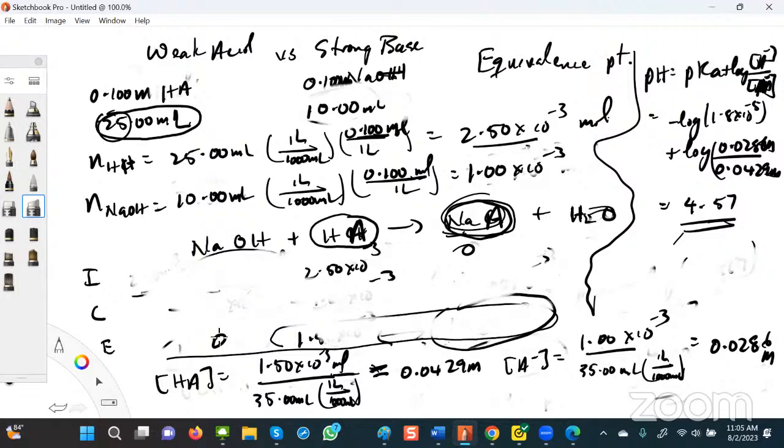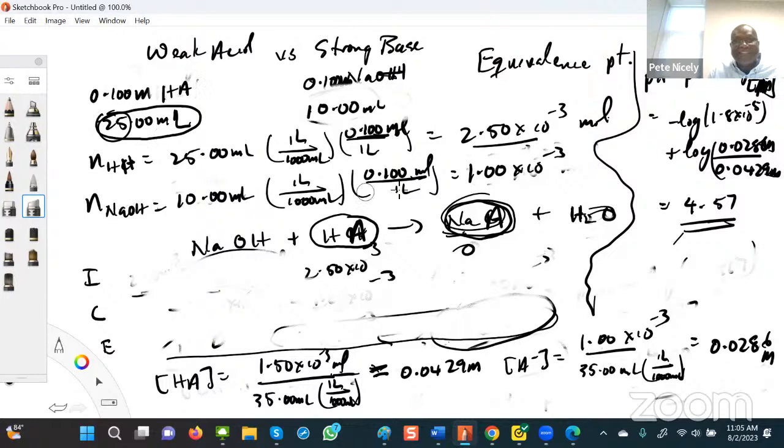Right. Okay, so let me erase this part right here. So let's say you have done all these calculations up here, and now you find out that the number of moles of sodium hydroxide is the same as the number of moles of the weak acid. So that means that this will be 2.50 times 10 to the minus 3. That means that here you're going to have minus 2.50 times 10 to the minus 3.